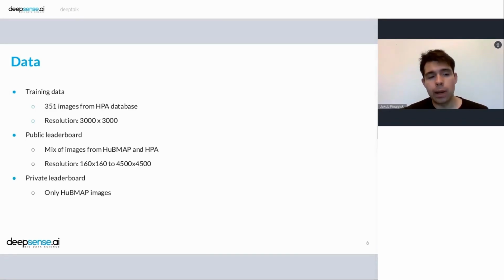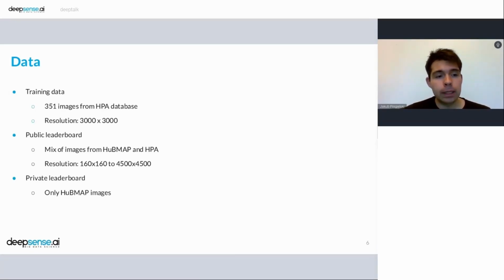Then there were also images in public leaderboard. So we were not able to see those images, but our models were evaluated on the dataset during the competition. And this dataset was a mix of images from HPA and also a different dataset, which is called HuBMAP. And in a minute, I will show you differences between those 2 datasets. And what's interesting is the resolution of those images were spanning from very small to very big, so from 160 to up to 4,500 width.